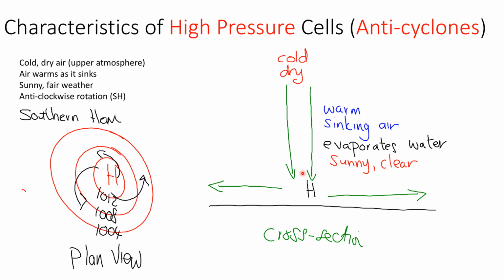It is important to remember that when the air sinks, it warms up as it gets closer to the Earth's surface. This in actual fact evaporates any liquid water in the air and thus creates sunny and clear conditions. At the center of a high pressure cell, the air then diverges outwards. In the southern hemisphere, as it sinks, the air is going to rotate in an anti-clockwise direction away from the center of the high pressure cell.